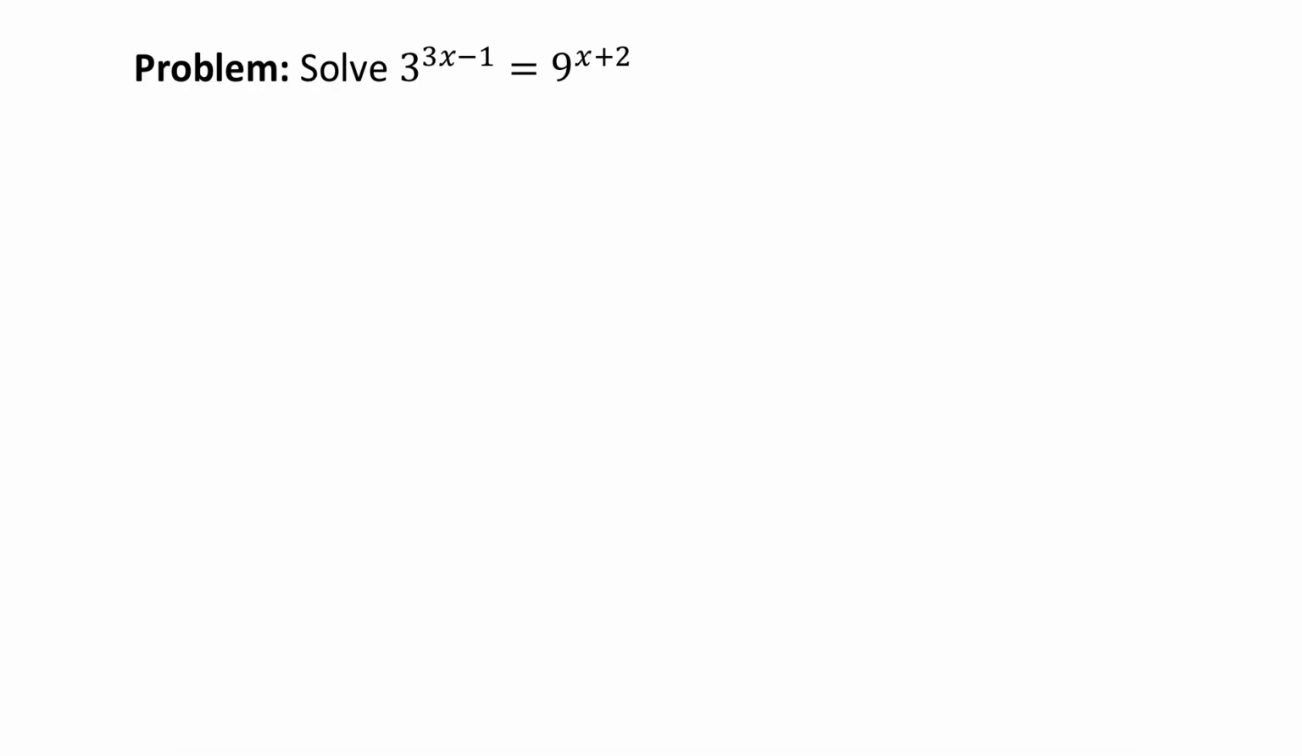All right, so now we have a bit of a method. We want to make the bases the same, and then we want to equate the exponents, or drop the base. Here we have 3 to the power of 3x minus 1 equals 9 to the power of x plus 2. Now 3 and 9 are not the same. But 9, we could make it the same. 9 is the same as 3 squared. So let's write 3 squared to the x plus 2 equals 3 to the 3x minus 1.